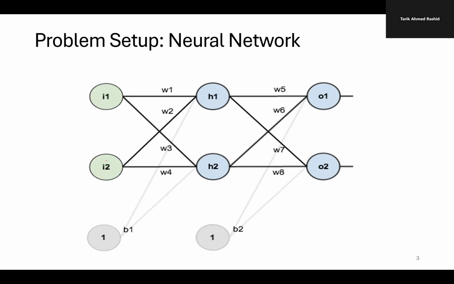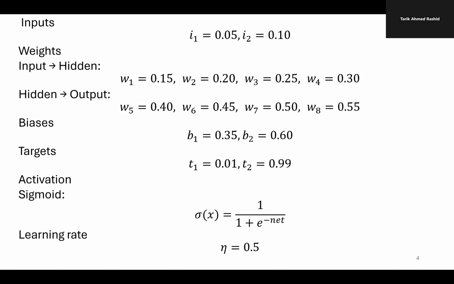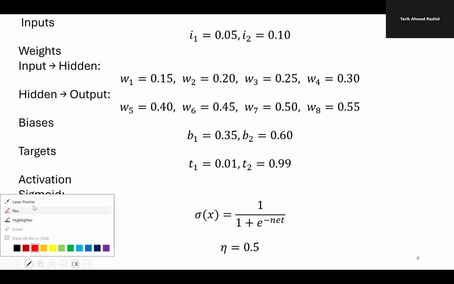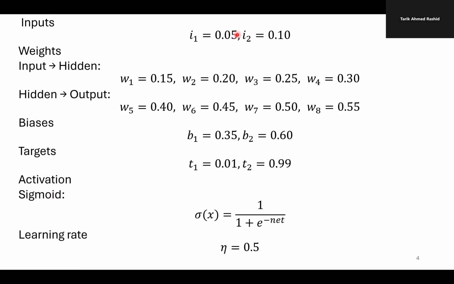If we have a problem of two inputs, two hidden neurons, and two outputs. And there are biases to each one of them. So that is the network that we are trying to implement the learning algorithm on. Now, the inputs are these parameters of the network: I1 and I2 equal 0.05 and 0.1.